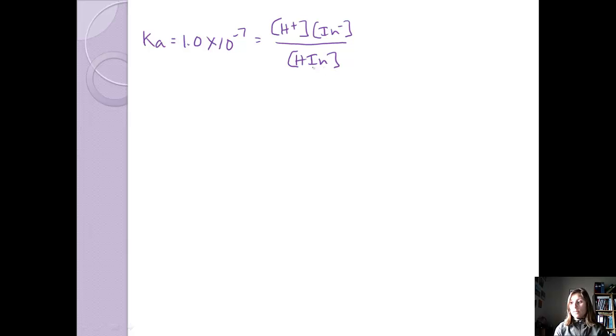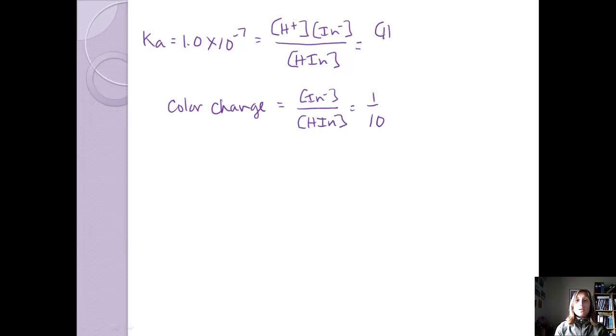Okay, so let's start with our Ka value. We know that the Ka is equal to 1 × 10^-7, and we can write the equilibrium expression so that Ka is equal to [H+][In-], because that's the basic form of our indicator, over [HIn], since that's the acidic form of our indicator. Since we are trying to find the pH at which the color change occurs, the ratio of the basic form of the indicator divided by the acidic form is equal to 1/10, and we can substitute this into our Ka expression.